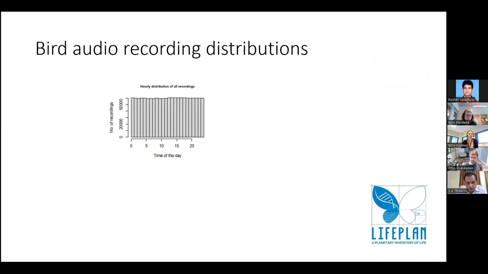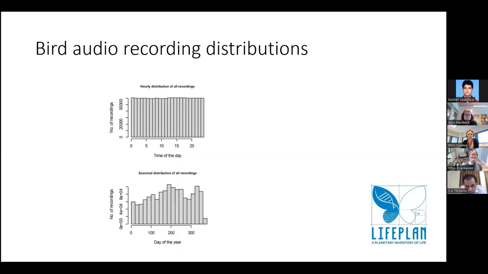Then we have general data in figures of the recordings. So here you can see on the y-axis the number of recordings, and on the x-axis you can see the time of day, so how it varies with the hour of the day. We want to see, as presented here, that it's even, so the recordings are evenly distributed over the time of day. And the same figure for the day of the year, so how many recordings have been done over the different days of the year, whether there's a variation in the amount of these recordings.